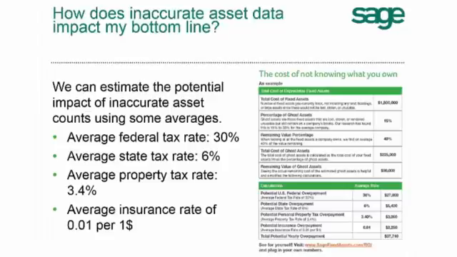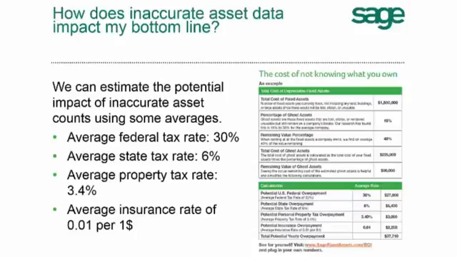So how can this inaccurate asset data impact your bottom line? Let's walk through a potential example using some hard numbers and industry averages. In this case, we assume a number of averages to apply to our costs. We assume an average federal tax rate of 30%, a state tax rate of 6%, property tax rate of 3.4%, and an average insurance rate of 1 cent per dollar. Assuming these averages, we can now define the asset information.